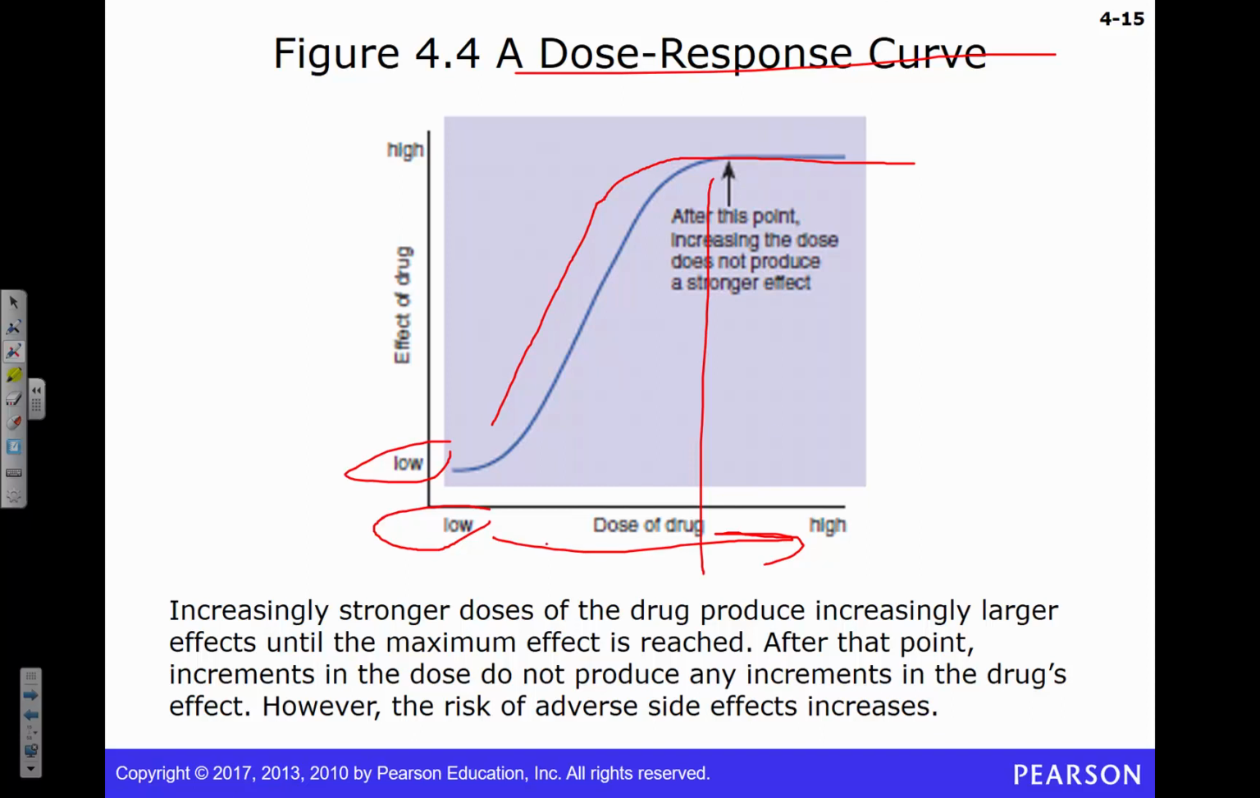You could imagine this was morphine. You give somebody more morphine, you have a greater alleviation of pain, up until the point where you reach a plateau. It doesn't matter how much more morphine you take, it's not going to alleviate the pain any better, because you're going to tap out your receptors and so forth.